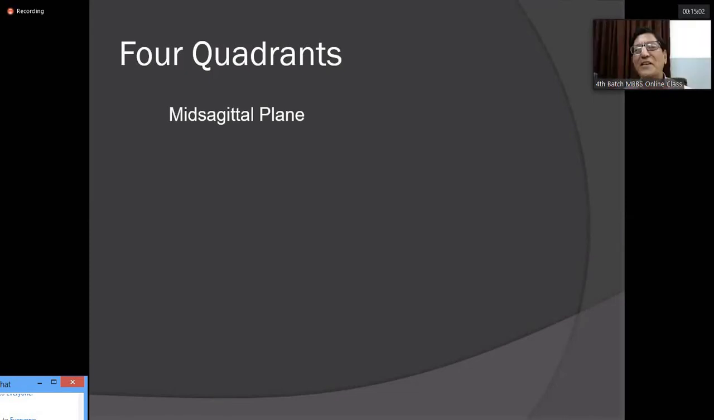What is the importance of this plane? So it divides the compartment into two equal halves. Yeah, you're right. Come on. Divides the body into two equal halves. Do you think that is true?